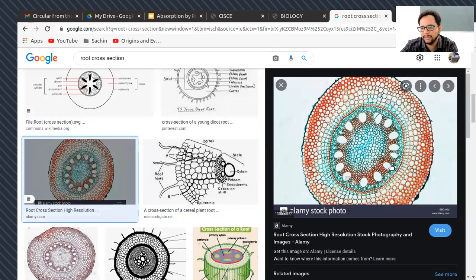So if I show you this in this diagram, this is the epidermis. The black thing that you see is the epidermis. Then this is the cortex, these round cells that you see. Then this inner red border that you see is the endodermis. And then you have the pericycle, which is in blue. And these round ball-like structures are nothing but your xylem and phloem tissue. So that is the arrangement.